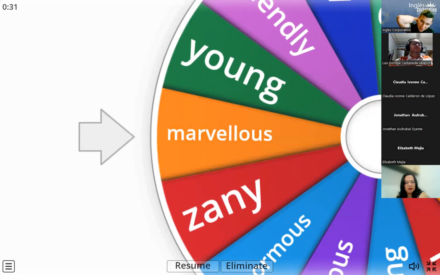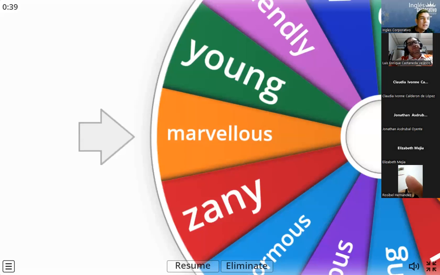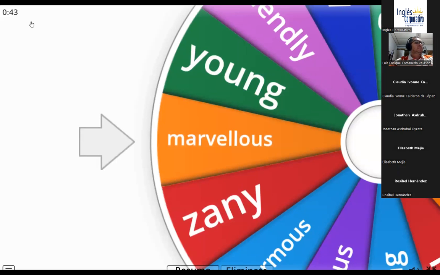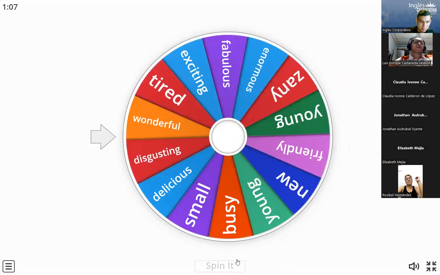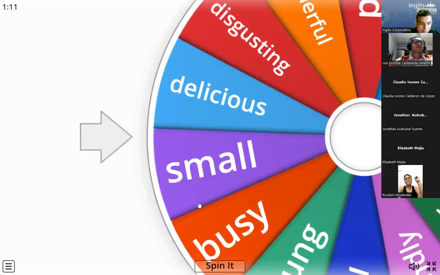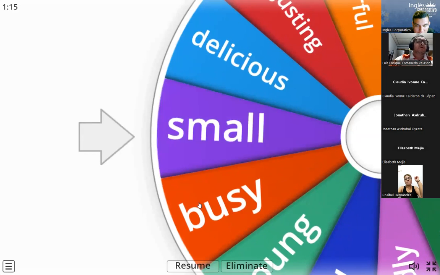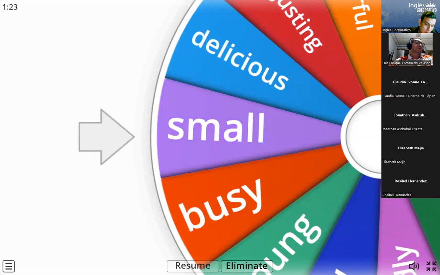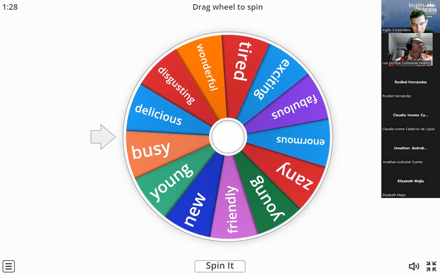Marvelous. What is the opposite of marvelous? Zany. Simple. Simple, okay, excellent. Okay, what is the opposite of small? Big. Excellent. Or large. Long. That's many antonyms, bastantes antonyms.